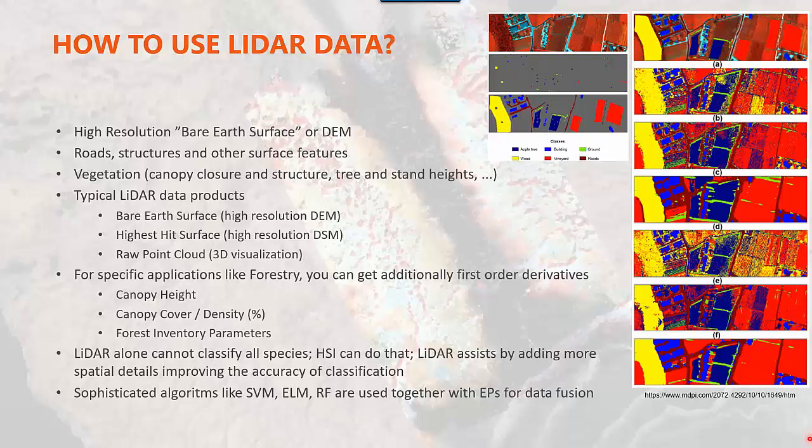It's important to realize that LiDAR alone cannot classify all species, so hyperspectral imaging can do that. LiDAR assists by adding more spatial details both horizontally and vertically, improving the accuracy of the classification. Typically, sophisticated algorithms like support vector machine, extreme learning machine, and random forest are used together with EPs for data fusion. EP is extinction profile, which is basically a collection of specific feature sets.